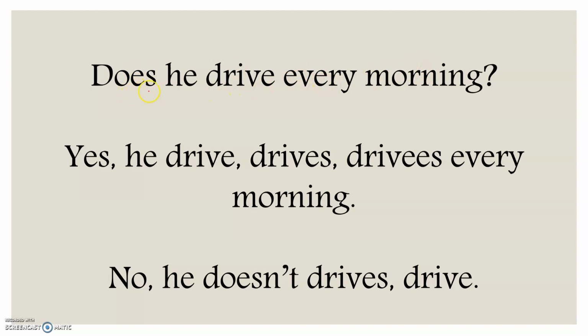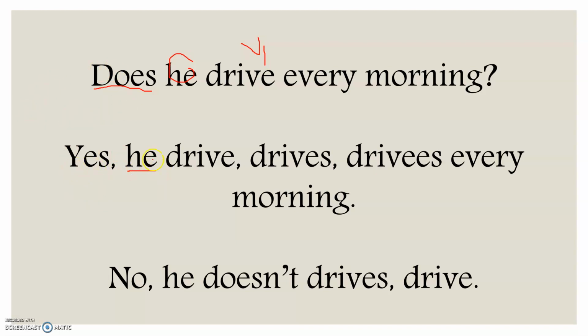The second example, for example, does he drive every morning? We started the question with does because we have a singular subject, which is he. And remember, the verb must be verb 1 because we started the question with does, right? Now, typically the answer is going to be yes or no. If the answer is yes, so we are having an affirmative sentence in the simple present tense. That means that we need to look at the subject because we have a singular subject here, which is he.